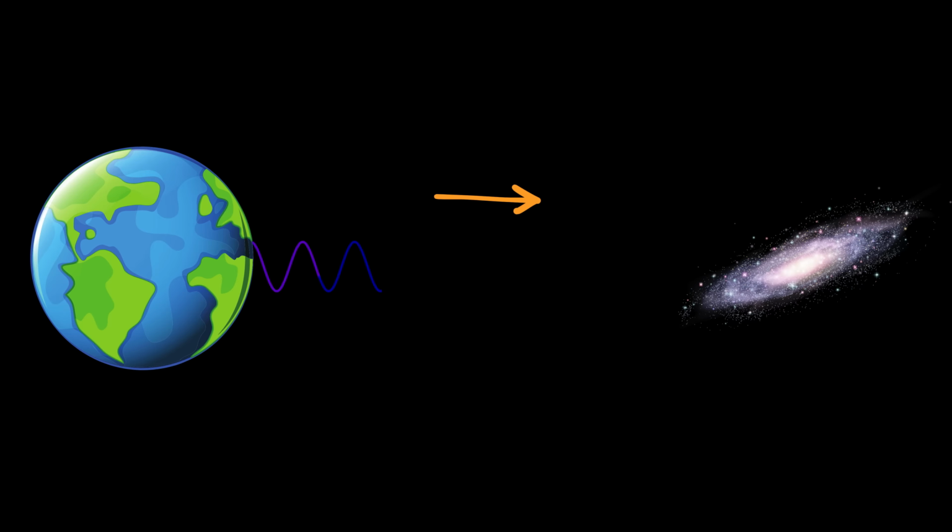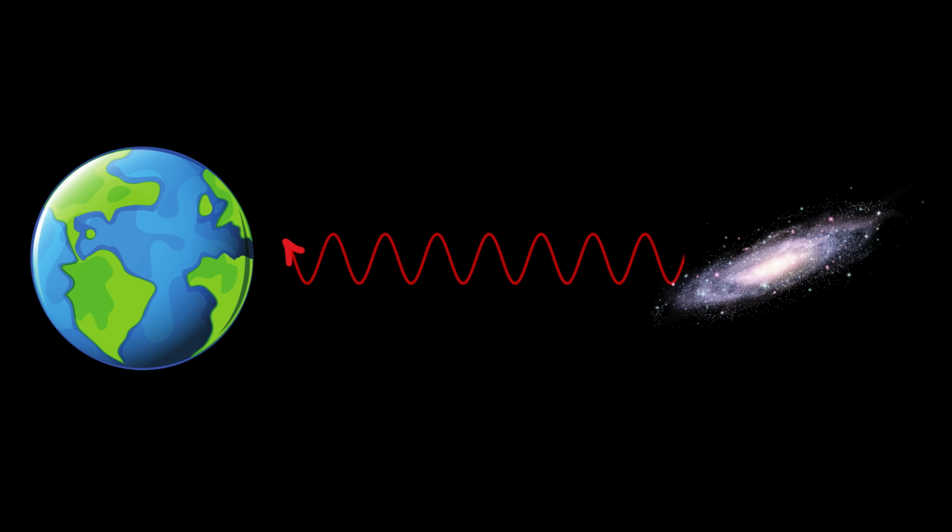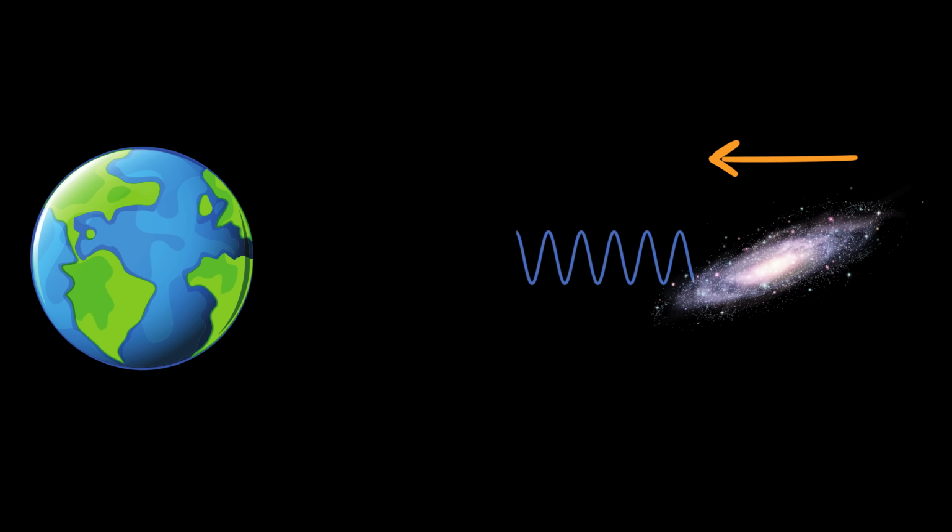The same effect happens with light waves, too. Astronomers use it to tell whether distant stars or galaxies are moving toward or away from Earth. A red shift in such observations means they're moving away, as light waves stretch and have a longer wavelength, and a blue shift means they're coming closer, as light waves compress, meaning a shorter wavelength.